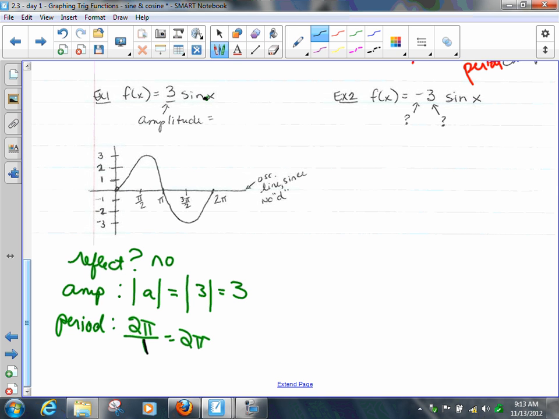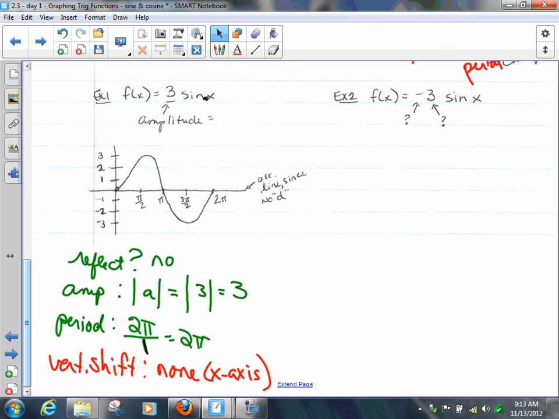What are we going to do with it? First thing you need to do: is there a vertical shift? No, there is none. So what's your oscillation line if there's no vertical shift? The x-axis. All right, so here we go. My oscillation line is the x-axis.